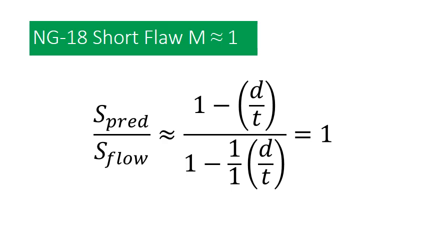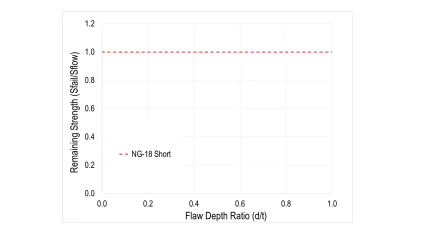So if I consider a very short flaw, the Folias factor would be approximately equal to 1. And if you were to use the NG18 equation to calculate the remaining strength, you would find that the ratio of prediction over flow strength would be roughly equal to 1. So essentially you're saying that the predicted failure strength is equal to the flow strength. And that seems logical. Now, if you were to plot your remaining strength against the flaw depth ratio, everything would fall along the red dashed line that you see here, essentially demonstrating that there's no effective flaw depth because it's essentially a zero length flaw.